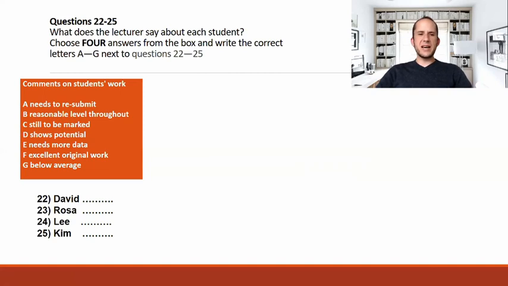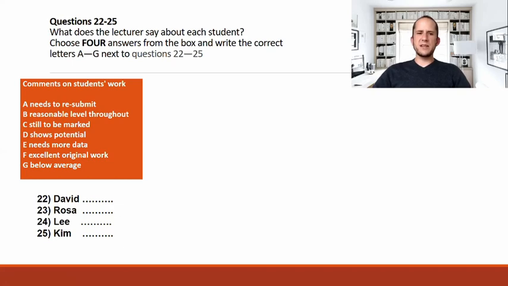But really, where we need to be focusing our attention is A to G. So you can see there's quite a significant amount more letters than there are names. And so, needs to resubmit. So obviously we want to see if we can paraphrase or rephrase this. Needs to resubmit, so they've got to do their work again. Reasonable level throughout. Think about how you could rephrase that or put that into your own words. Reasonable means it's okay, it's good enough, and throughout would mean in all of the test, or all of the assignment. Still to be marked means it hasn't been marked yet.